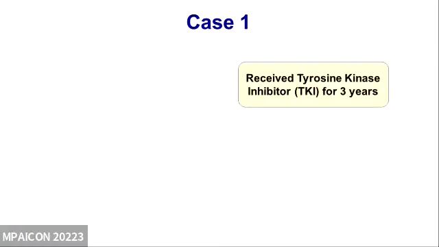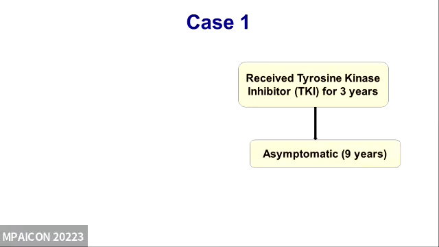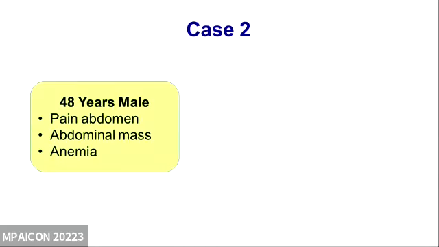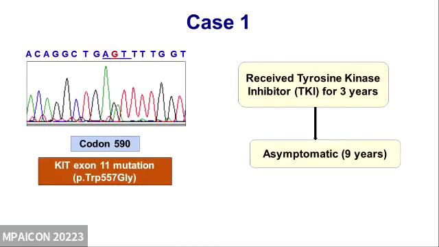Now this case received a tyrosine kinase inhibitor in the form of imatinib. He received the treatment for 3 years, and the patient was asymptomatic for the next 9 years. I have to admit here that molecular profile testing was not done. It was part of a study done in a retrospective manner. When we sequenced KIT exons 11, 9, 17, and 13, and also PDGFRA exons 12, 18, and 14, this case showed a mutation with G to A transition at codon 590, and this was a KIT-mutant GIST, which shows that KIT mutant tumors are very much responsive to tyrosine kinase inhibitors.